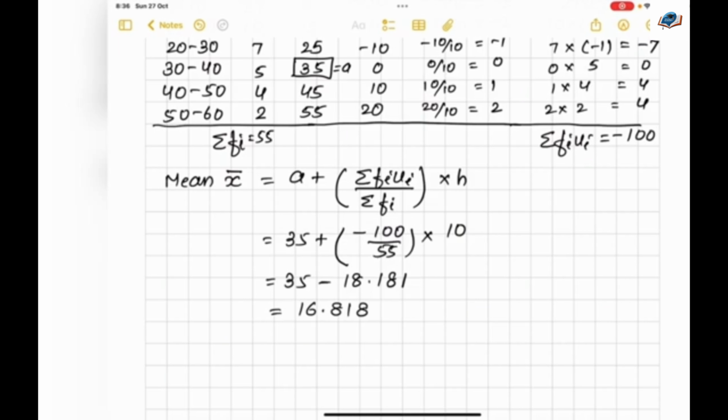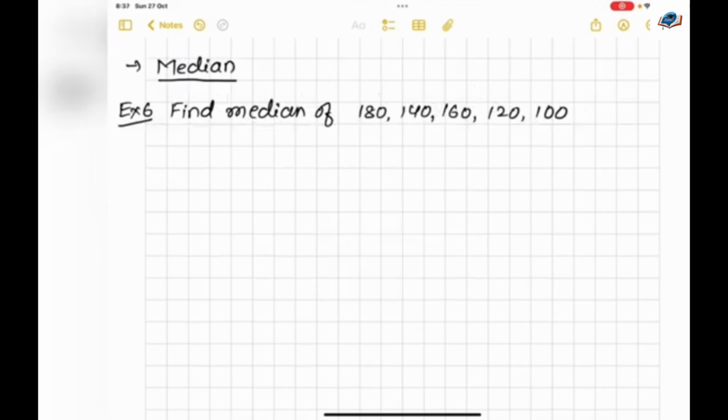Now, next is median. I am taking first the simplest sum, that is find the median of 180, 140, 160, 120, 100. First of all, always write that in ascending order. So if I write it in ascending order, 100, 120, 140, 160 and 180. Now the central value I have to select, so 140 is my median. This type of sum won't be asked in the exam, but to explain what median is, I have shown you one simple example.